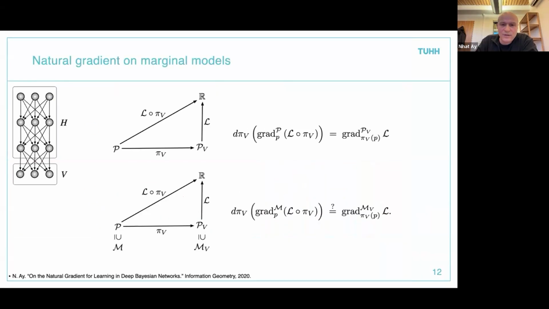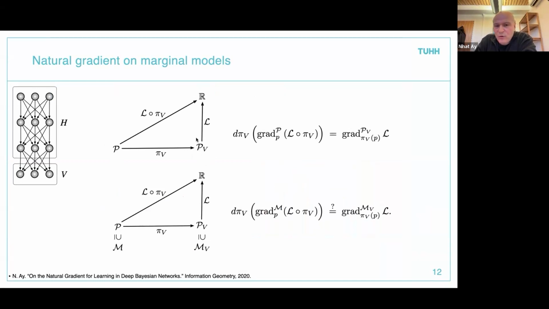So now let's consider the restricted set. It's based on the following question. So again, we have the full set of probability distributions and the marginal set of probability distributions, and we have an objective function which is actually defined only on the visible distributions. So it's denoted by L here.